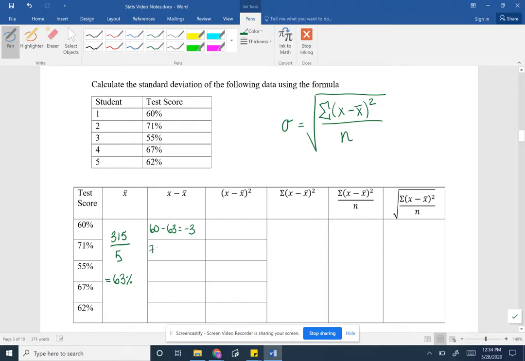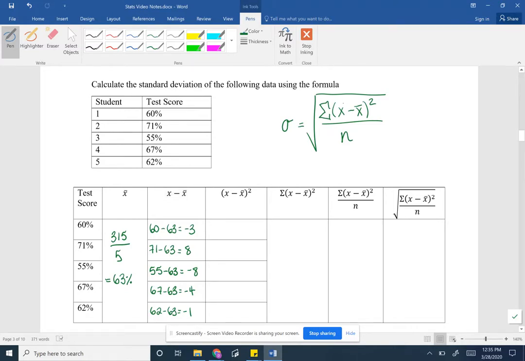Next, we'll look at 71 minus 63. And again, we're just going to do this all the way down. So here we have 8. All right, so what you're doing for this part of the formula is that you're taking each individual score and you're subtracting off the average.